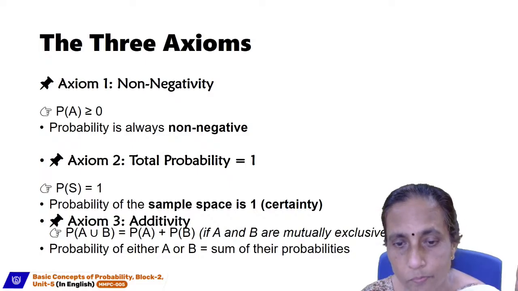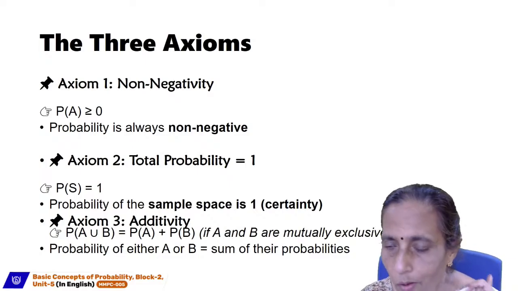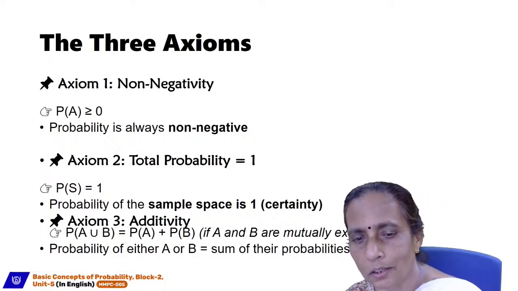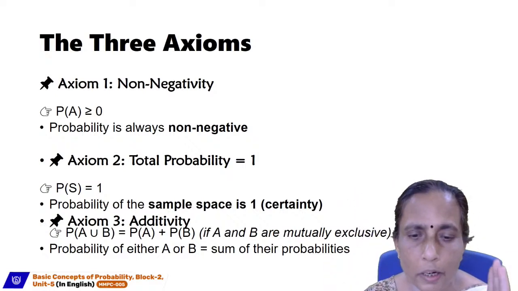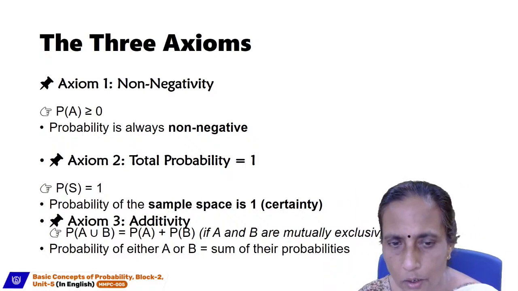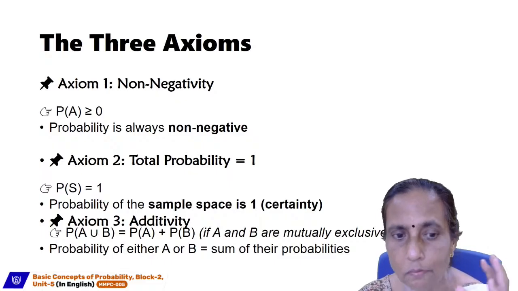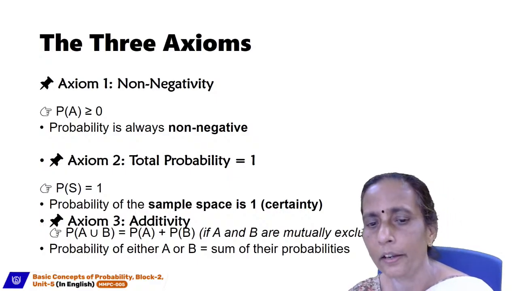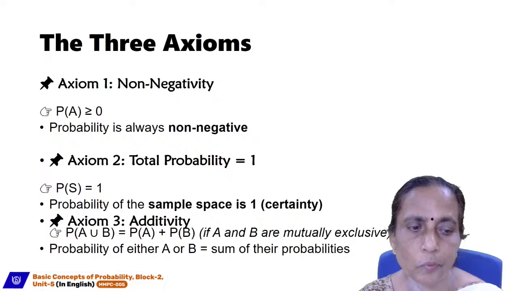That is, for all the events A1 union A2 union A3 and so on, the probability of the sample space is equal to 1. Total probability is 1. If you add the probabilities of each of the possible outcomes, it will be 1.